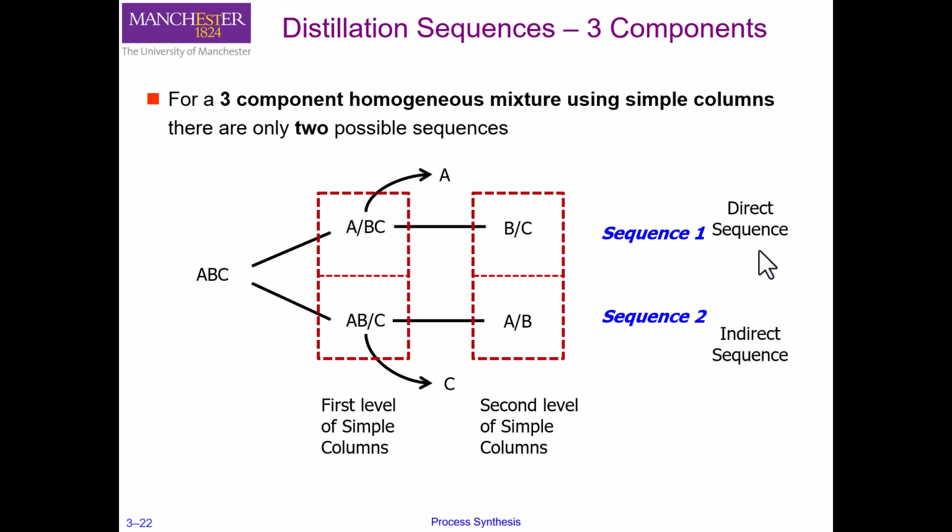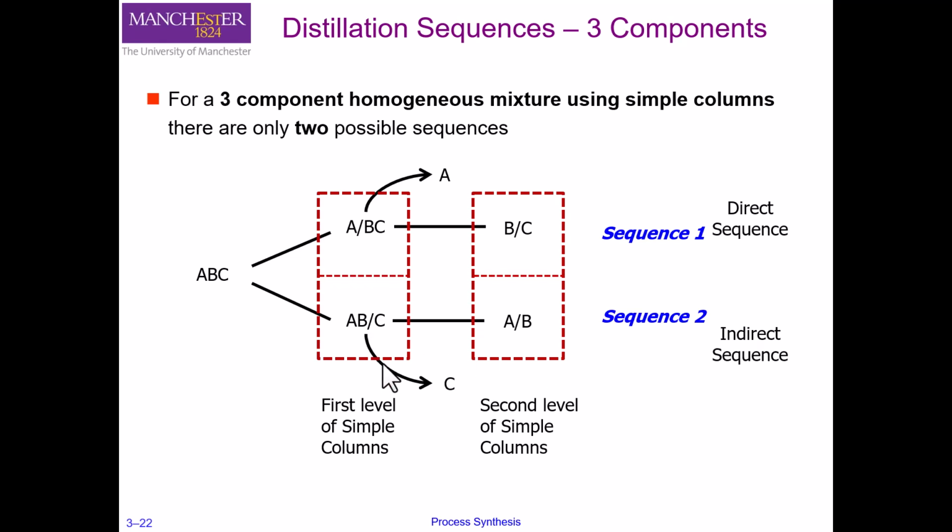Sequence one is a direct sequence, and what are direct sequences? Direct sequences are the sequences where we decide to take out the light key component as the distillate of that column. Here we have A as the light key component, so A is in the distillate. In the second column we have B and C, and B is relatively lighter than C, so B will be taken out as a distillate product and C will be in the reboiler product. These sequences where we take out the light key component as distillate are called direct sequences.